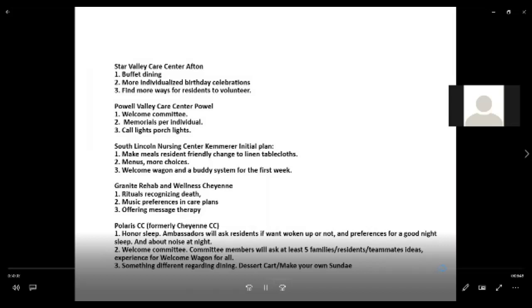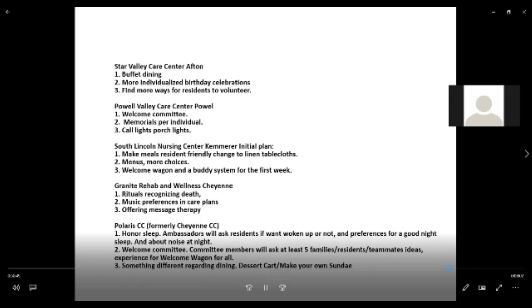South Lincoln is turning their attention to making meals more friendly and maybe getting linen napkins, menus, and more choice, and a welcome wagon with a buddy system to welcome people, particularly in their first week. Granite, you all are looking at rituals, recognizing that someone has passed away and honoring that person. Music preferences, and they're really going to town with anything they can think of to highlight more music in their home, everybody. Like talent shows and a band and karaoke. It's so much fun. And they are also going to potentially hire a massage therapist, everyone, to provide massage therapy.